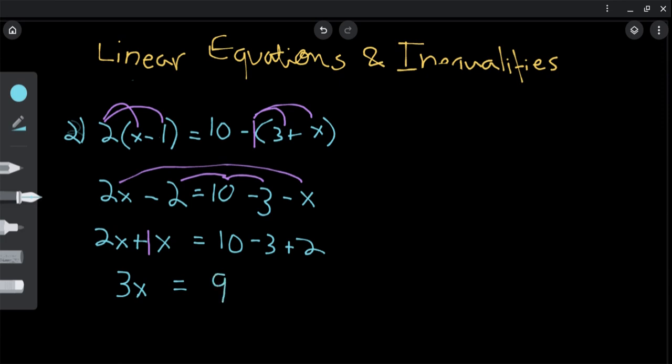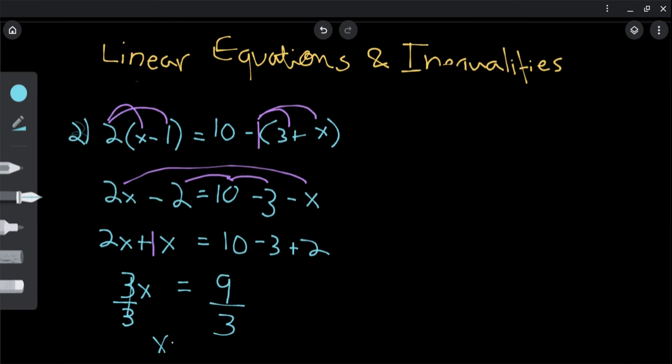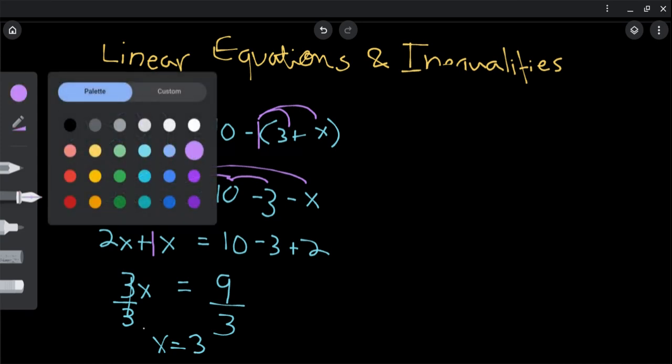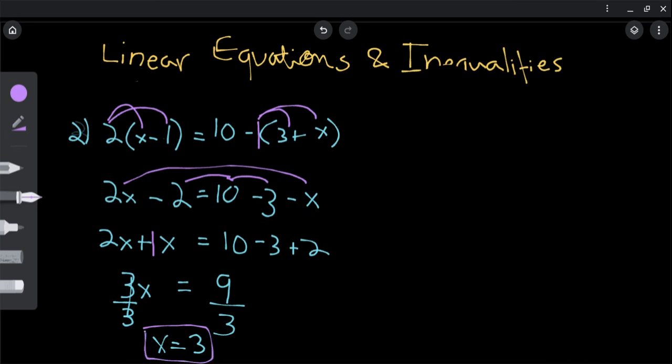And now we're going to isolate the variable. So, 3 divided by 3, the 3 is canceled out. 9 divided by 3, x equals 3. Alright, lovely. Here is our answer. To simplify the steps: you expand the brackets, then you collect like terms, then you add or subtract the like terms together, and then you isolate the variable. And that's how you go about that.